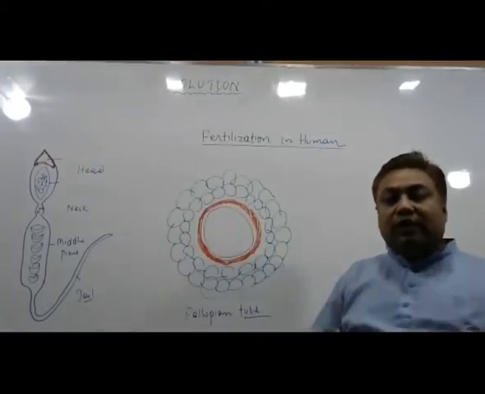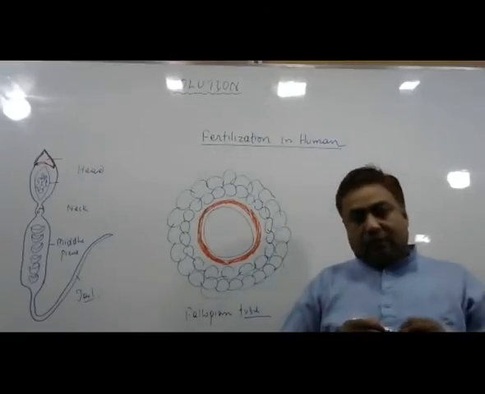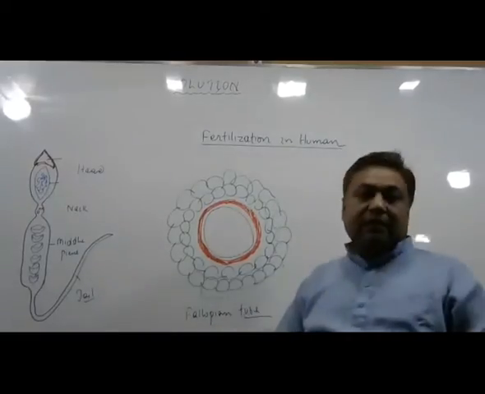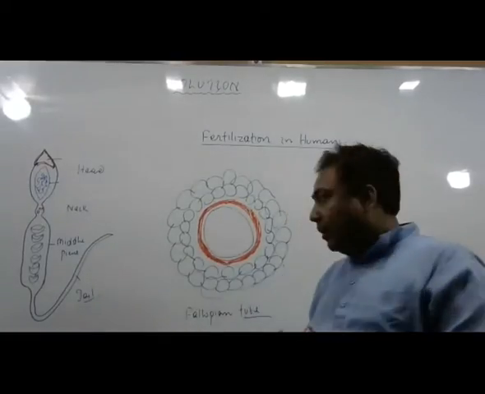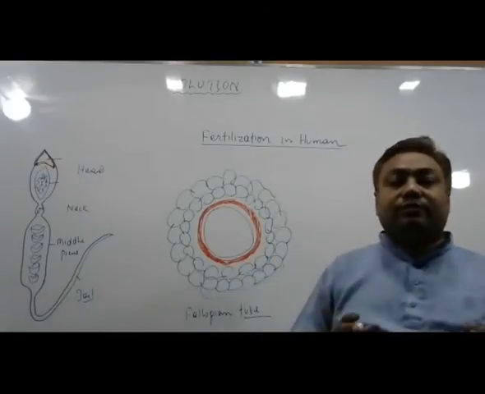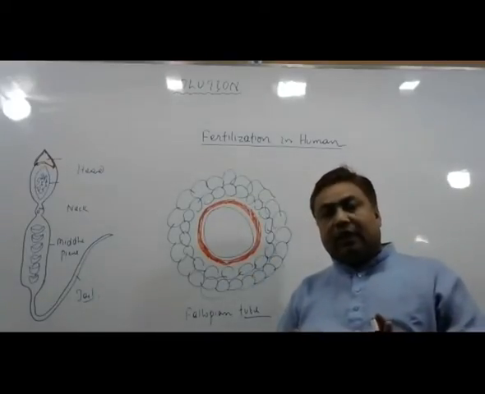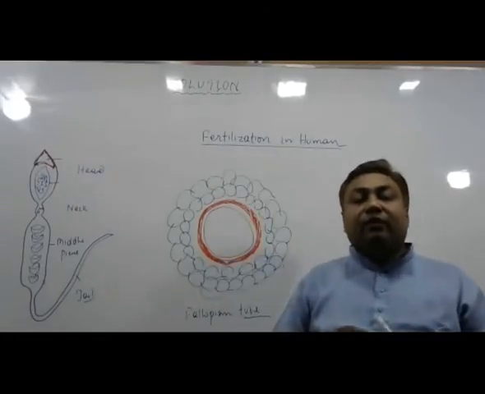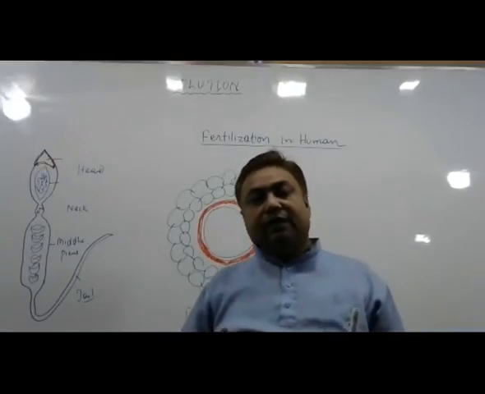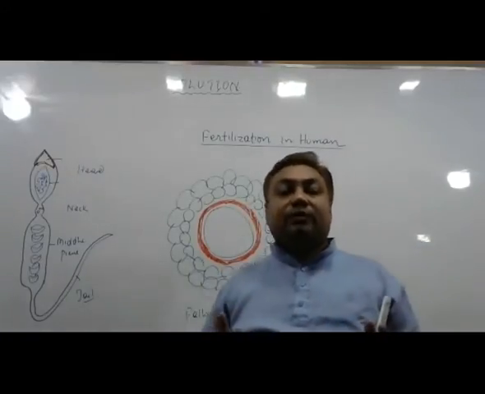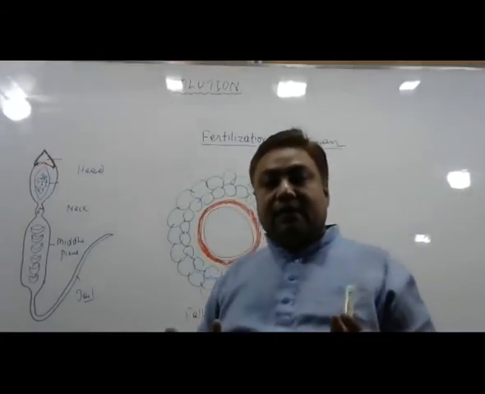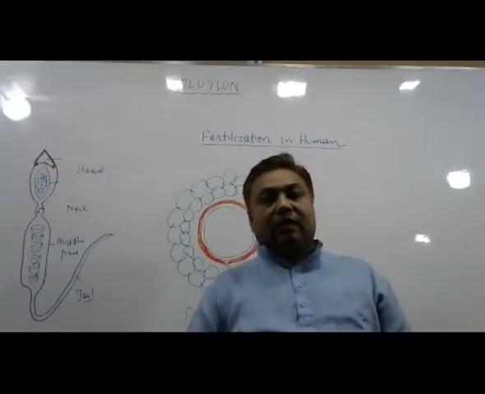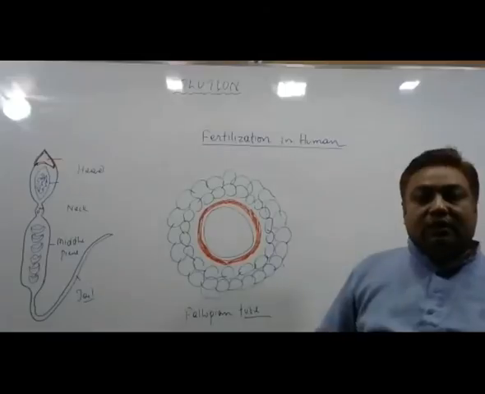So, for fertilization, what are the steps? So, the first step is copulation or mating. Mating releases the sperm into vagina, and when the semen is released into the vagina, almost 25% of the sperms get destroyed in the acidity of the vagina.